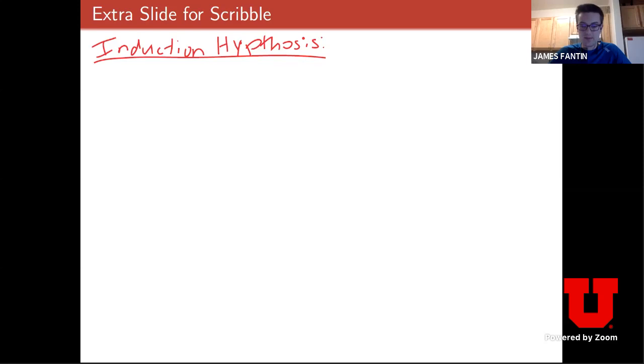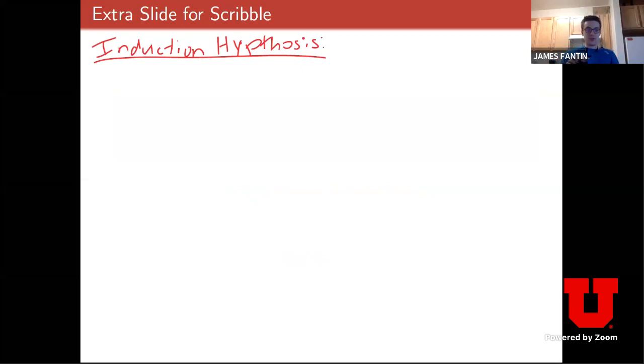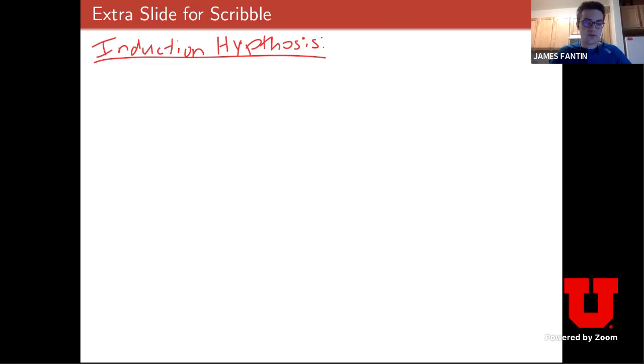Okay, so we want P of n plus 1. Almost, not quite. So that's a good idea. We are going to do that in induction, but that's where we're going to use the induction step, where we show that P of n plus 1 is true. But with the induction hypothesis, we assume that the hypothesis is true for some value of n.